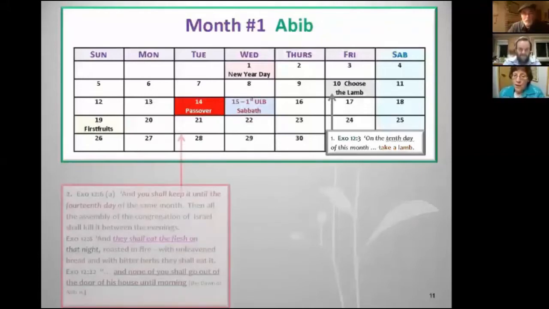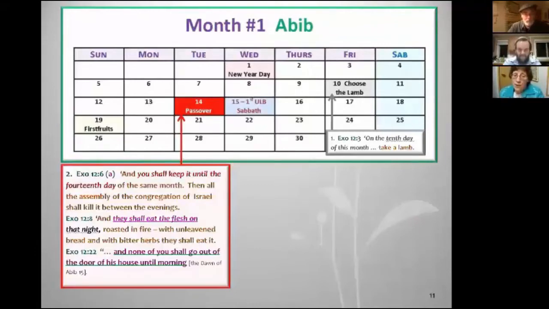We'll start here with the 14th. In Exodus 12, the command is, you shall keep it, this Passover lamb, until the 14th day of the same month. Then all the assembly of the congregation of Israel shall kill it between the evenings, and they shall eat the flesh on that night, the night of Passover, roasted in fire with the unleavened bread and the bitter herbs. And then in Exodus 12:22, the command is given, none of you shall go out of the door of his house until morning. That is going to be the morning of the 15th.